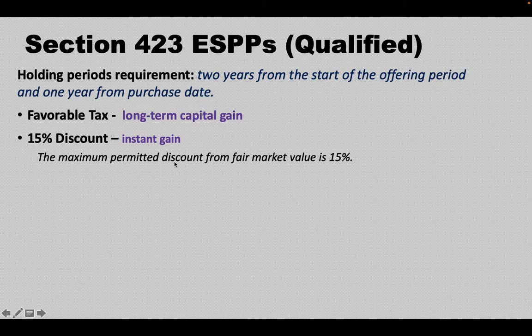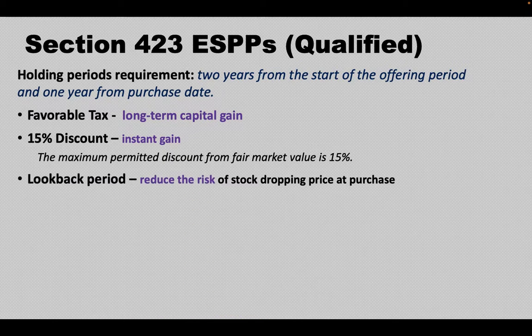So then another feature commonly associated with ESPP is a 15% discount. This would give you an instant gain. This is required by the tax code. The maximum permitted discount is 15%. So the company may do 5%, 10%, or 15%. If they do 15%, that's a very, very good deal for employees.